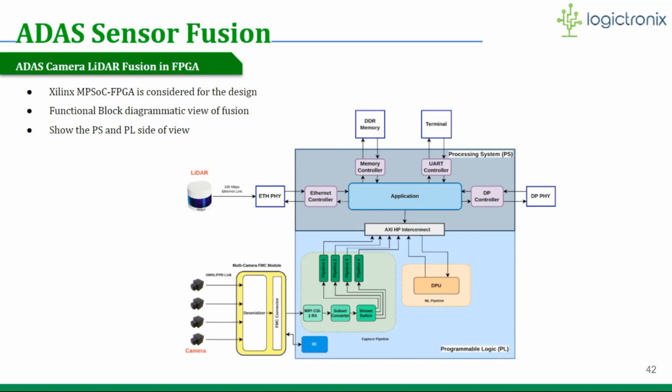Okay, so in the programmable logic, you can see the capture pipeline, which consists of the MIPI CSI2 RX block, a subset converter, and a stream switch.